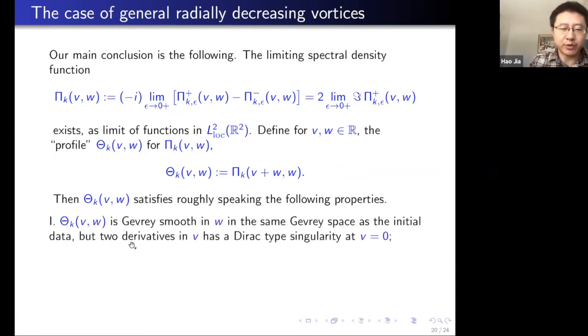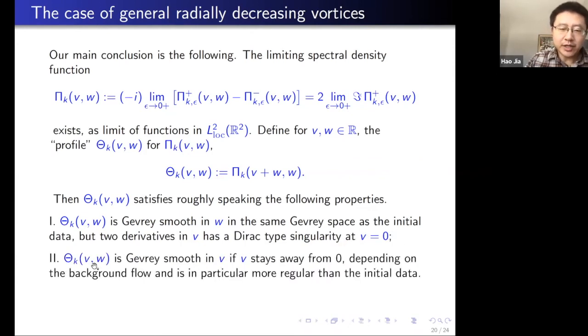So that's exactly what we can prove. We can prove that this object, the profile for the spectral density function, is very smooth in W and not so smooth in V. In fact, two derivatives in V will have a Dirac type singularity at V equal to 0. But moreover, this is actually very smooth in V if V stays away from 0. Basically, the only singularity is when V is equal to 0. If V is not 0, it's very smooth. In fact, it's much smoother than the initial data. The smoothness in V away from 0 is only determined by the background flow.